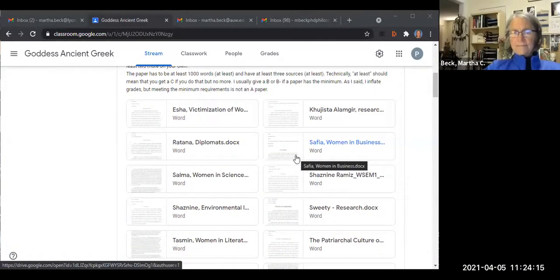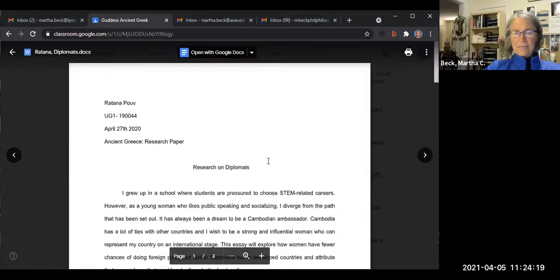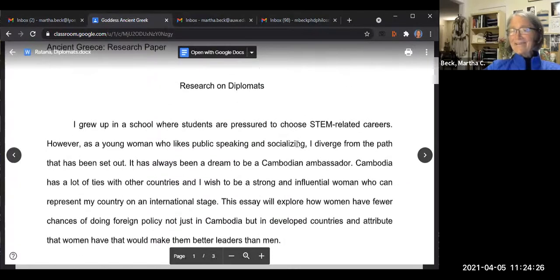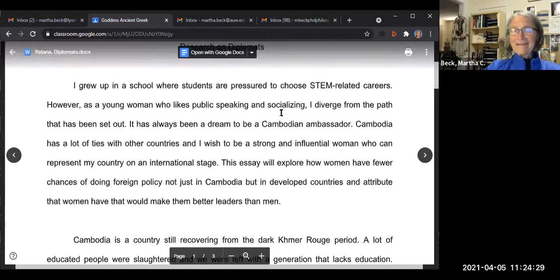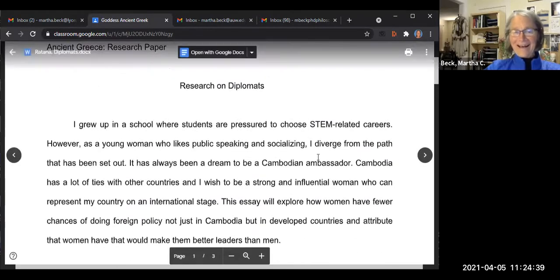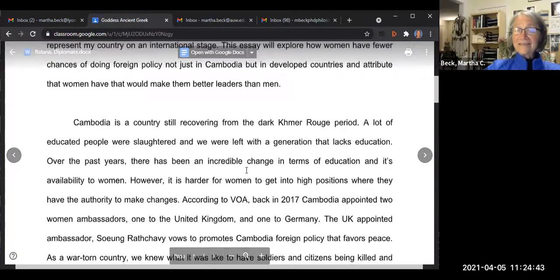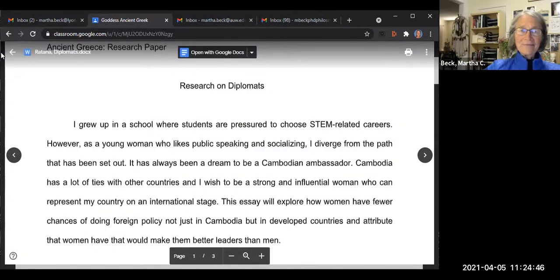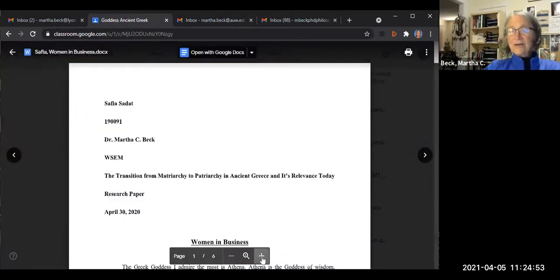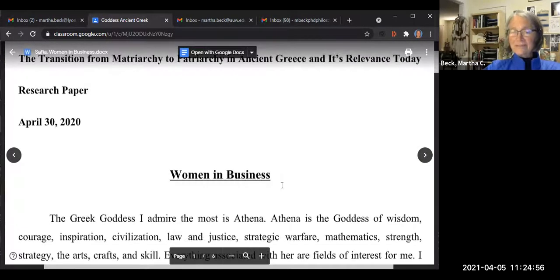Well, okay, so I'll take another one to just show you. Let's see. We had a diplomat, someone who wants to be a diplomat. Some of my students know Ratana, and she grew up in Cambodia and she got pressured to choose something STEM related, but she wants to be a diplomat. So anyway, that was that one. The one I wanted to use is this one. This is where she came in with some of these archetypes, which is fine.